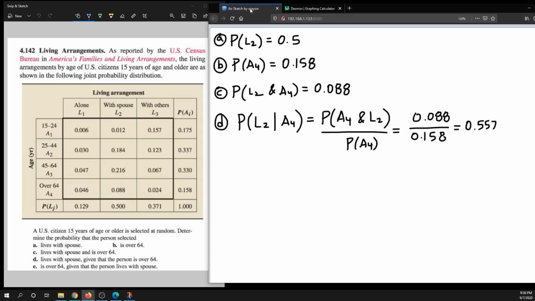All right, next up is part E. They want to know what is the probability that the person is over 64, so that's A4, given that the person lives with a spouse. So lives with a spouse is L2. So again, that is a conditional probability. We would use the conditional probability formula. That's going to be the probability of L2 and A4 divided by the probability of L2.